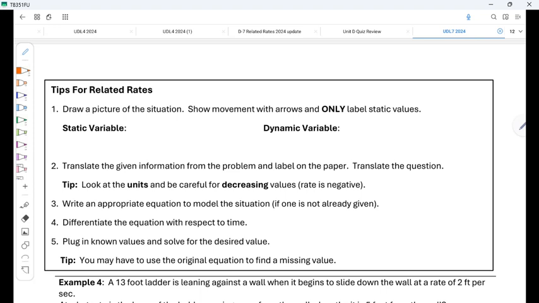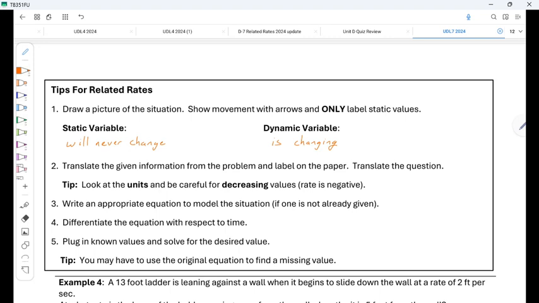This is probably the first part, and this is something we didn't have to talk about in the other ones. We just kind of did the problems, but the more complicated they get, the more important this is. A static variable is something that isn't going to change. The word variable is almost a bad name for it because variable means something that can change, but a static variable will never change. And a dynamic variable is something that is changing. When we're labeling a picture, we only want to label the static variables.